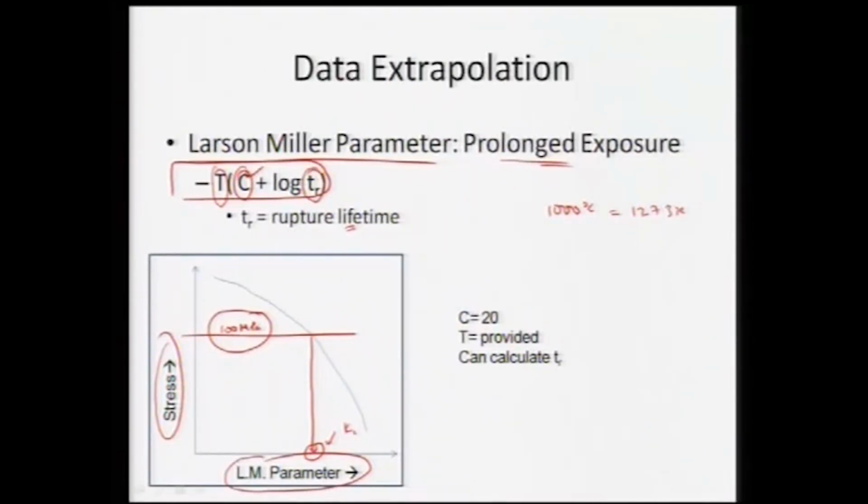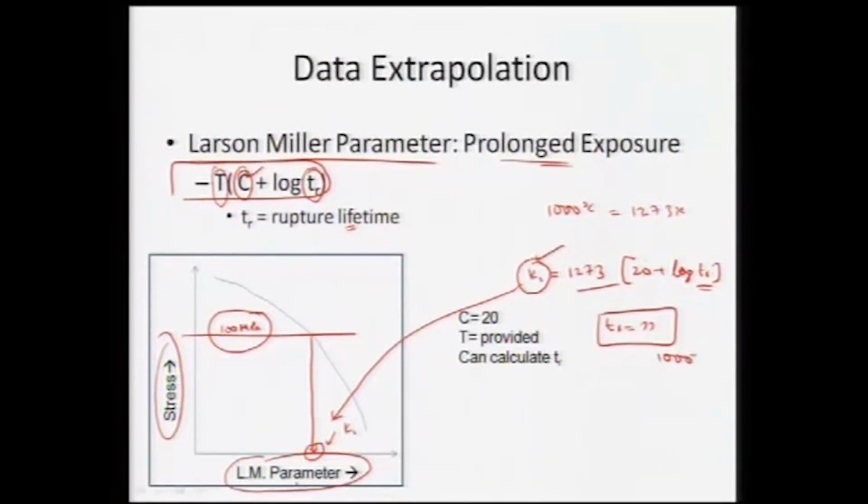So, we can see the Larsen-Miller parameter in this case is K1, which equals the temperature of 1273 Kelvin times C, which is 20, plus log of TR. K1 is known from this particular point, the Larsen-Miller parameter is already known. So, K1 is known, everything else is known. What we can find is TR at 1000 degree centigrade. Once we can do tests at higher temperature, we can always correlate them with the Larsen-Miller parameter, and from that we can identify what will be the fracture time or the lifetime of this component at, say, 300 degree centigrade.